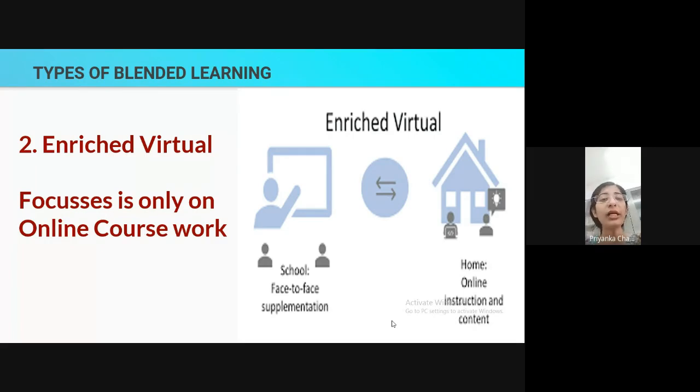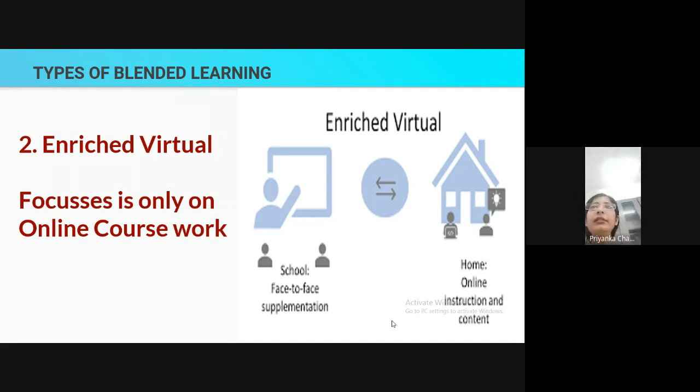Here, focus is only given on online work. People require a teacher, people take help of the teacher only when there is a doubt. When there is no doubt, they continue with the online part. So here focus is given on online coursework.